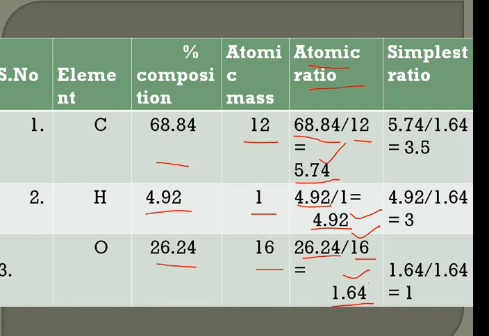So we are dividing all the atomic ratios by the smallest number. First one is 5.74, divide this value by 1.64, the smallest value. The answer will come 3.5. The second one is 4.92, divide this value by 1.64. The answer will come 3. Now next one is 1.64, divide by 1.64. So the answer will come 1.